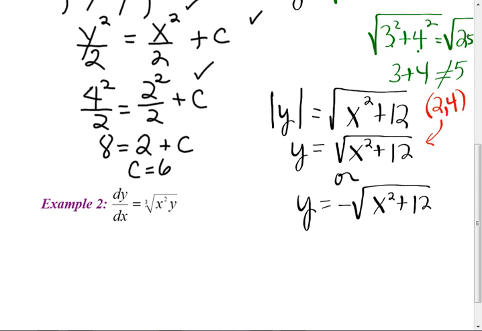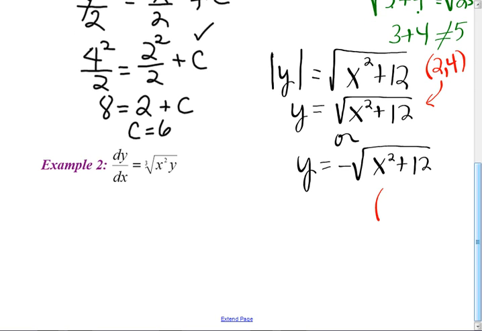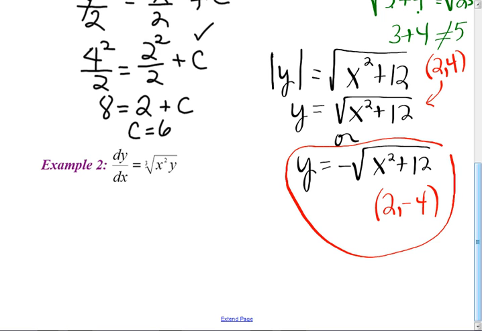What about this other ordered pair? We had 2, -4. If I put that in the first equation, it doesn't work. Does it? Because this is not plus or minus, it's the absolute value of y. So this ordered pair, this equation right here, makes this one true. If I include both, I don't have a function.